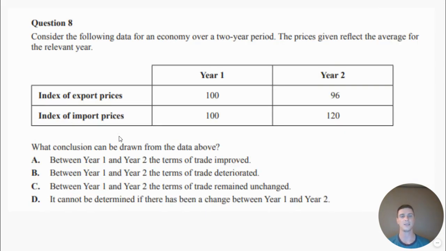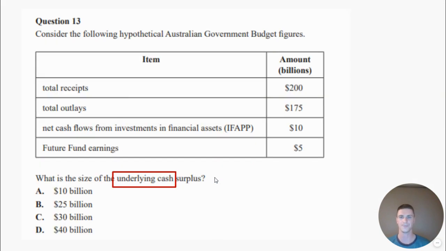Terms of trade. This is an example of a terms of trade question. You didn't need to calculate anything here. You just need to know what the terms of trade was. Remember, it's a ratio of export prices compared to import prices. And in this case, we've got a base here, 100 over 100, which equals 100 as the terms of trade. And we can see in year 2 that the export prices go down. We know that's bad for Australia. And import prices go up. We know that's bad for Australia. So straight away, we can say, must be the terms of trade is deteriorating.